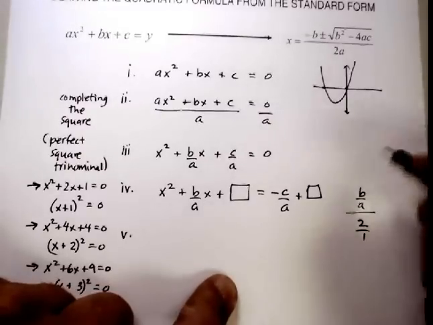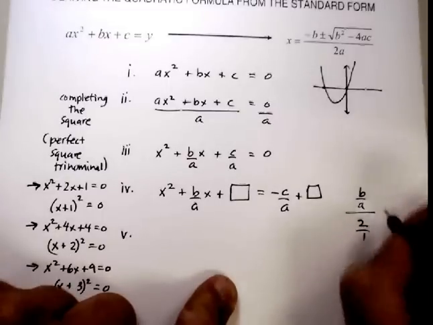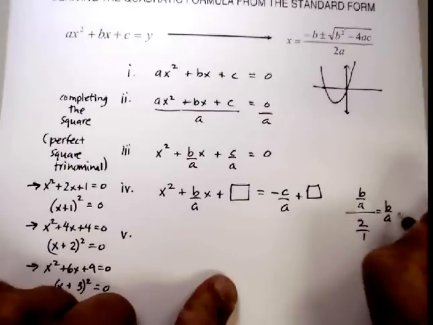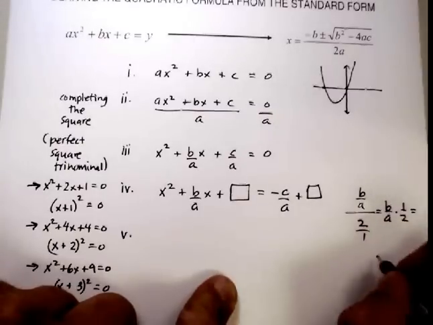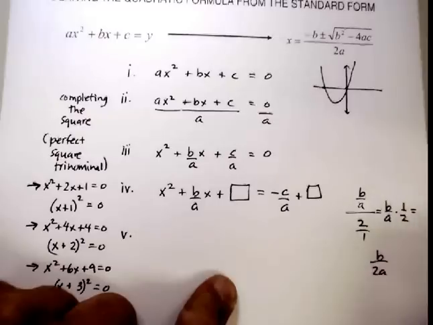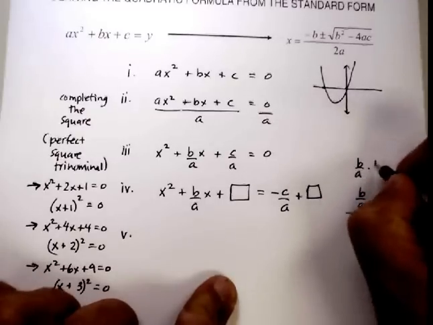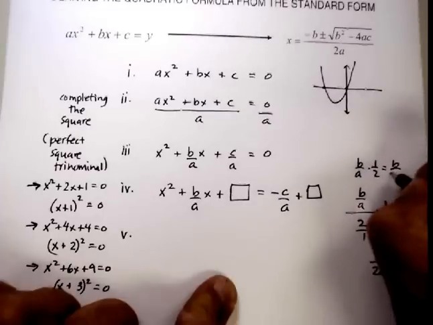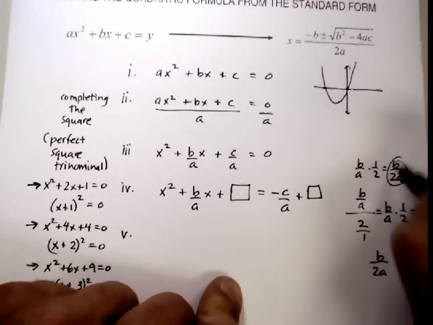Well, if you remember your fractions, b over a divided by 2 over 1 is the same thing as saying b over a times 1 over 2, and that turns out to be b over 2a. The other way you can look at that is just to say b over a times 1/2, and again it's b over 2a. And you get the same thing.